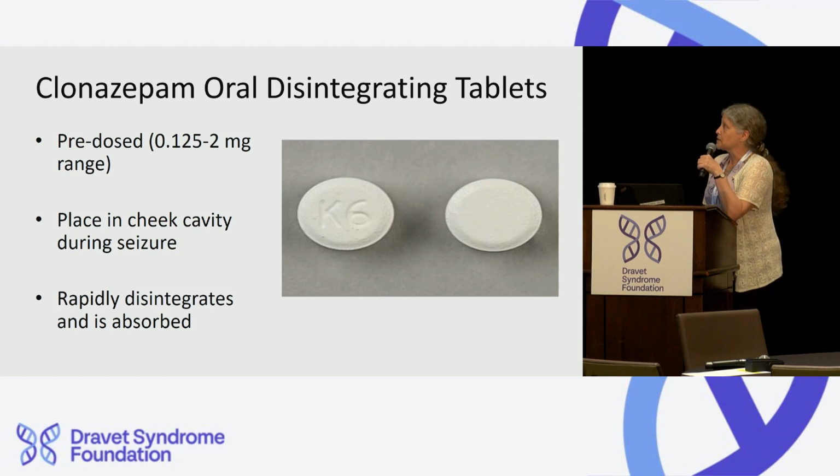Then a lot of people also use clonazepam. These are oral disintegrating tablets. You just put them into the cheek cavity and they can dissolve pretty quickly. These are pre-dosed. There's a bunch of different sizes, anywhere from 0.125 milligrams up to 2 milligrams. And it rapidly disintegrates and is absorbed.